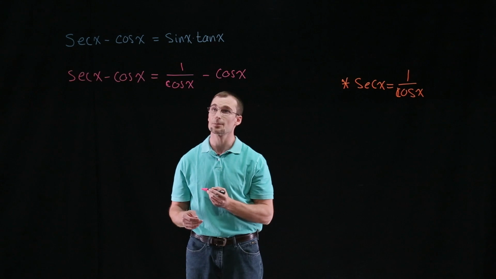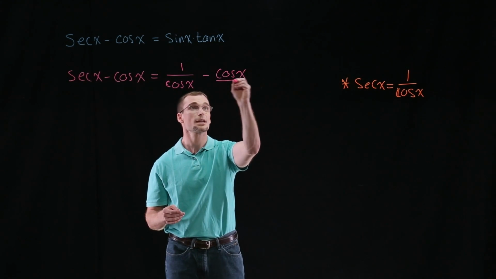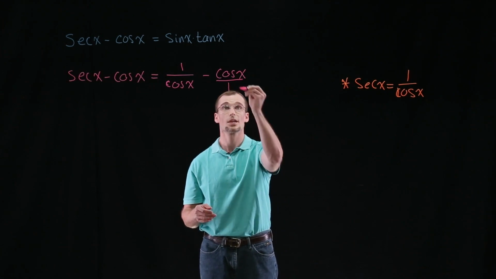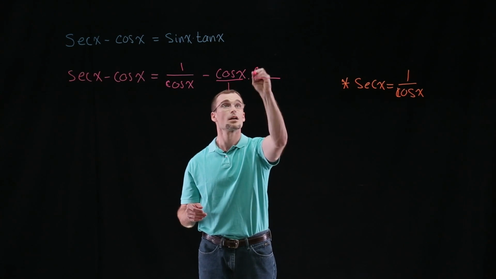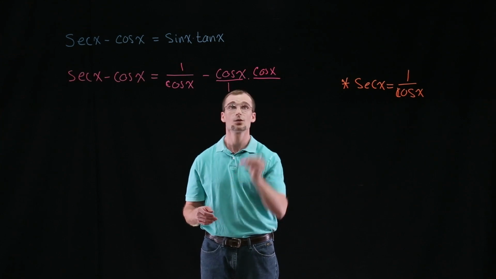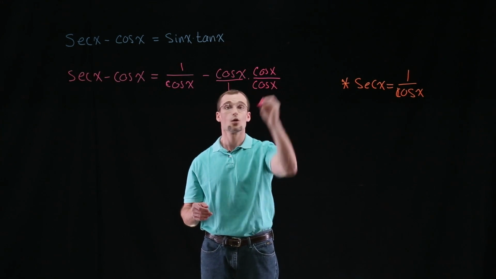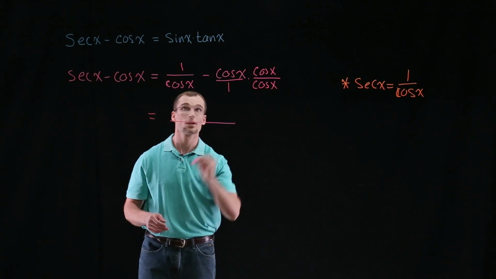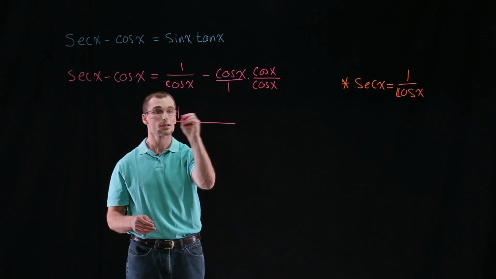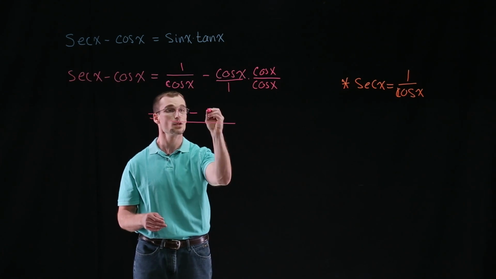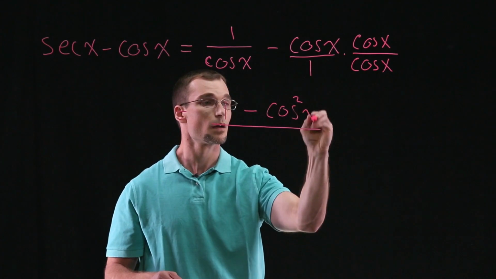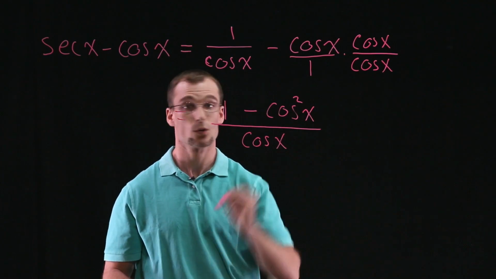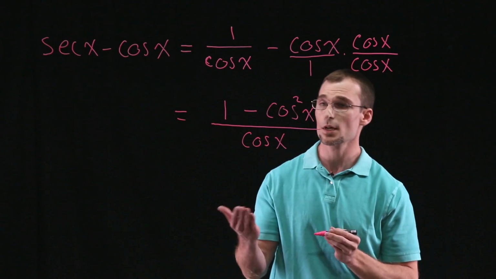So to perform the subtraction, we're going to think of this as cosine x over 1 and find a common denominator. And we're going to do that by multiplying our cosine x by cosine x over cosine x. And what that gives us is our numerator is going to be 1 minus cosine times cosine, or cosine x squared, all over the common denominator, cosine x. Now where are we going to go from here?